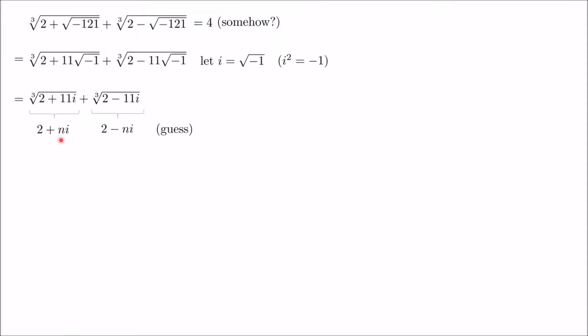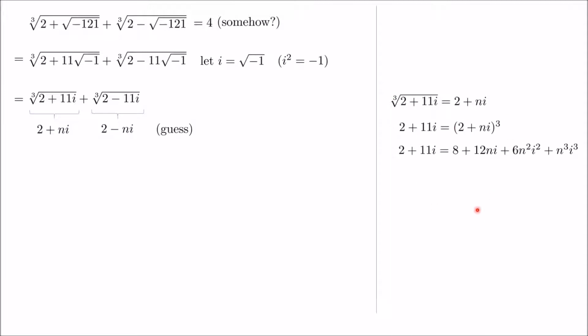So let's try and find what this correct value of n should be. Okay, so we're deliberately setting this to be equal to that, and we're trying to discover what the value of n should be. Okay, so working with this, we're going to take the third power of both sides. We get this thing. If we expand this bracket out, we're going to get this thing.